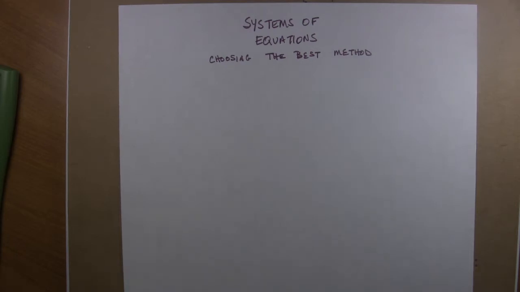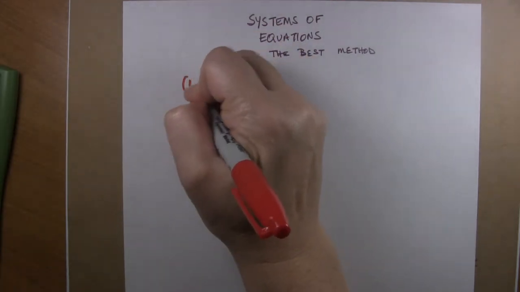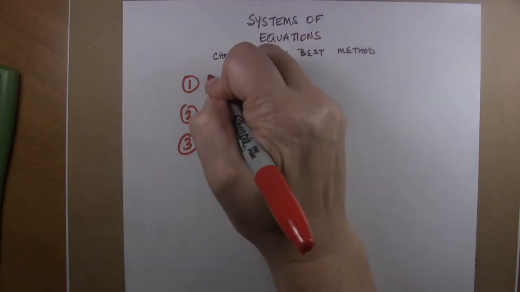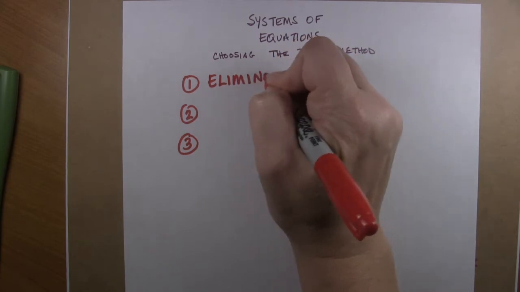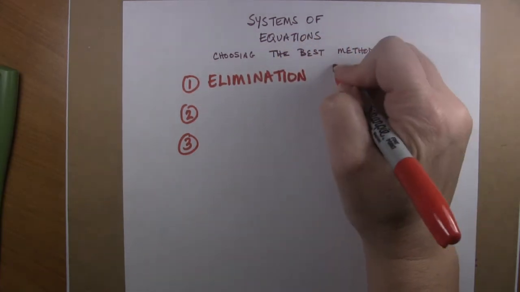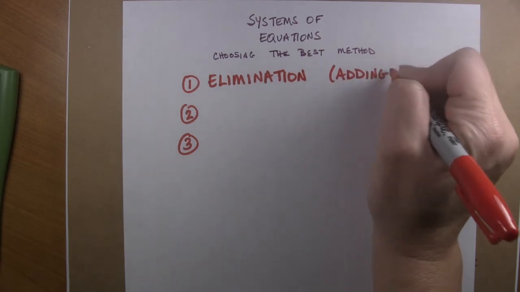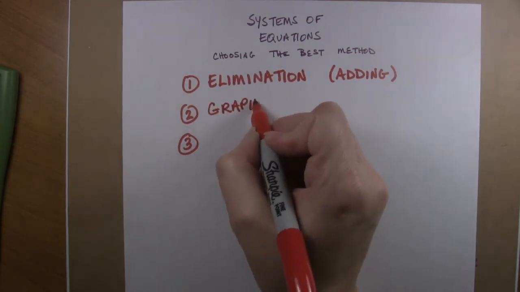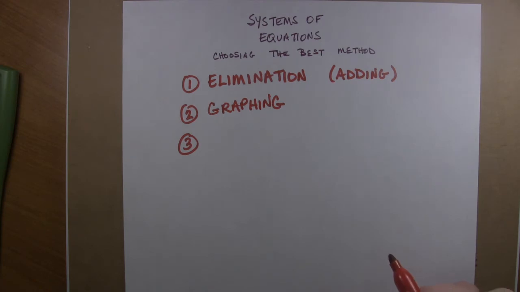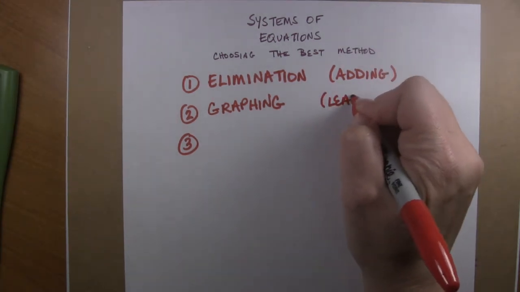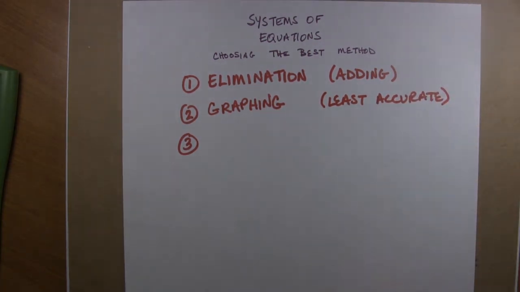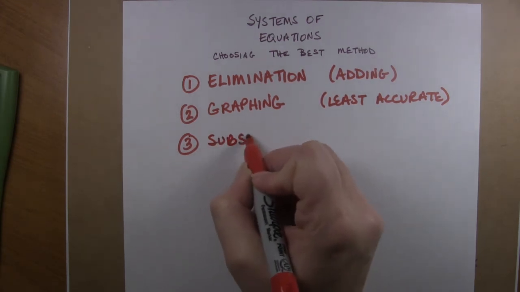Hello everybody! We're going to talk about systems of equations and how to pick the best method to go about solving them. So we have learned three methods of solving systems of equations. The first method is the elimination method. That is basically adding together the two equations. Okay? The second method is graphing. And this one is the least accurate. And the third method that we have learned is substitution.